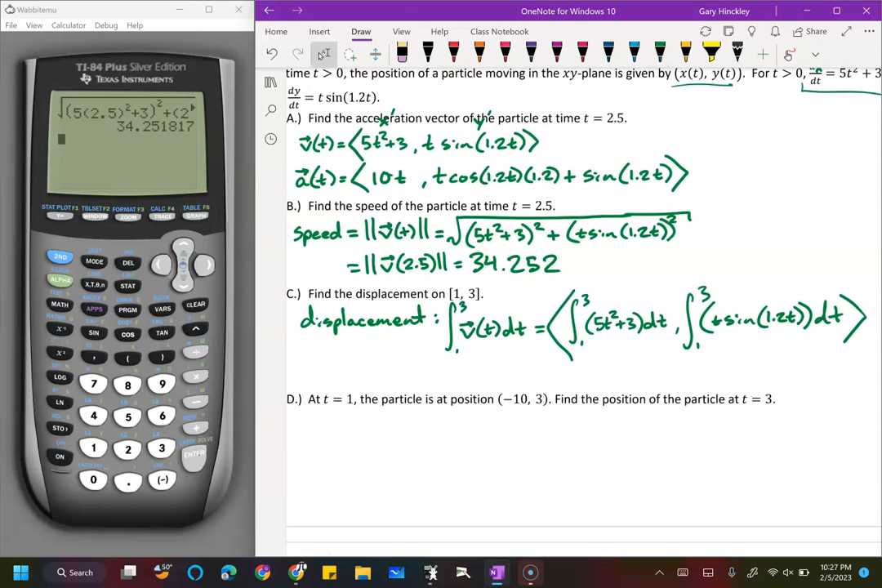So go ahead and throw that into our calculator. So let's see, integral from 1 to 3, 5t squared plus 3. I'm still in parametric, so that has a t there. I'm going to go ahead and just change this back to function.